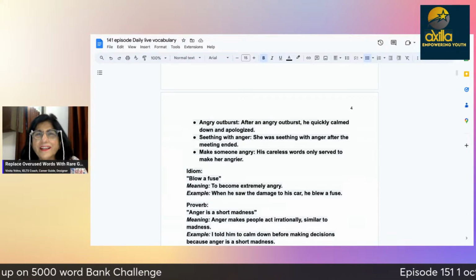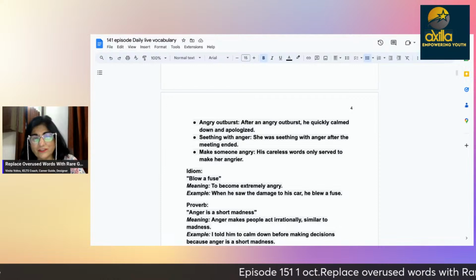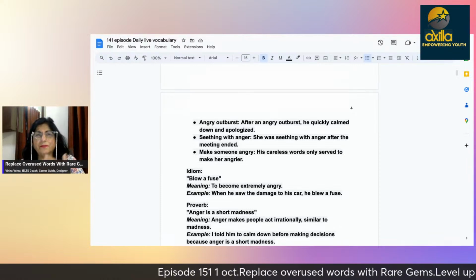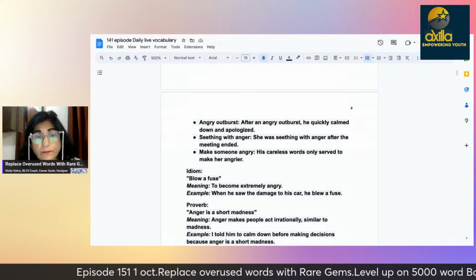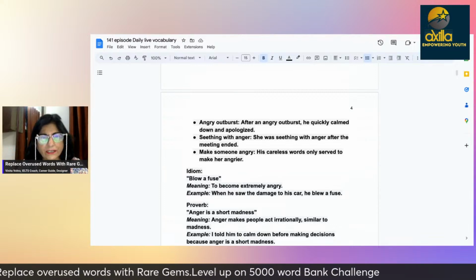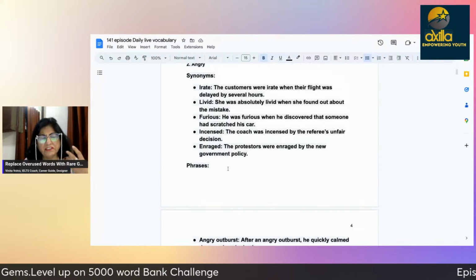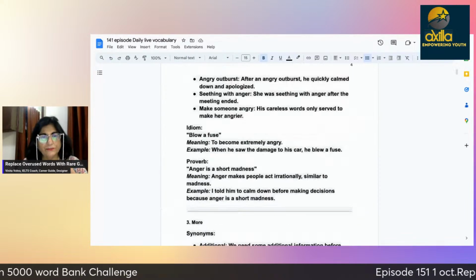अगर आप make someone angry, कितना lukewarm है, कितना overused है. His careless words not only serve to make her angry, blah blah blah. It's so overused. तो आप इसको क्या करेंगे? आप इसको seething with anger कर देंगे, angry outburst कर देंगे, या आप उसको बोलेंगे he was irritated, he was furious, he was incensed, he was enraged.